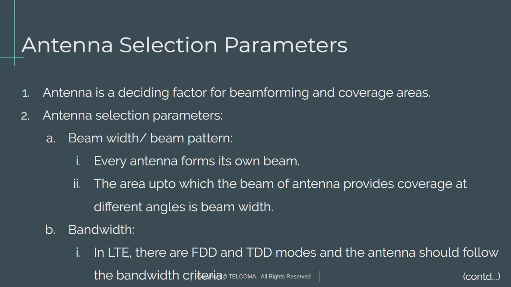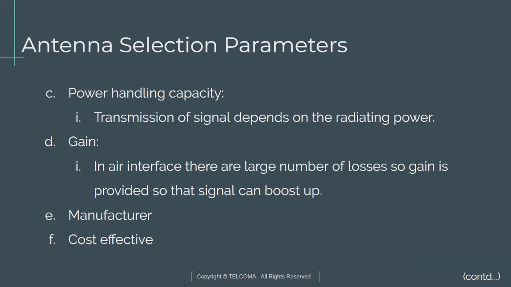Next is antenna selection parameters. The antenna is a deciding factor for beamforming and coverage areas. So, the antenna selection parameters are: first is beam width or beam pattern. Every antenna forms its own beam. The area up to which the beam of the antenna provides coverage at different angles is known as beam width. Second is bandwidth. In LTE, there are FDD and TDD modes and the antenna should follow the bandwidth criteria. Third is power handling capacity. Transmission of the signal depends on the radiating power.